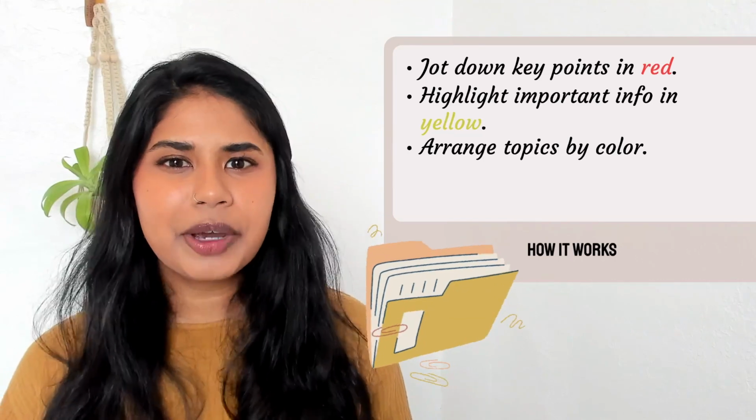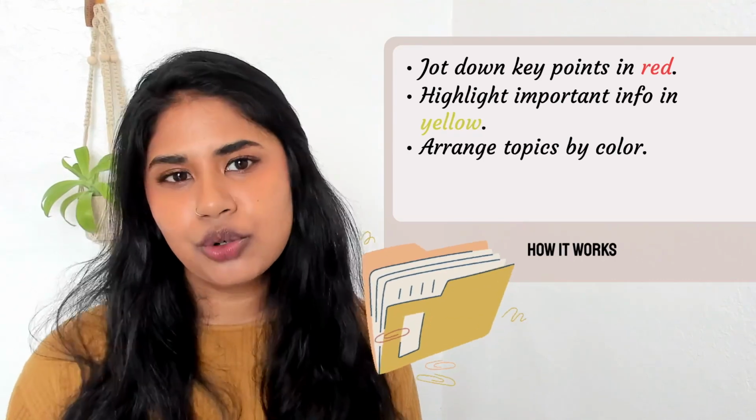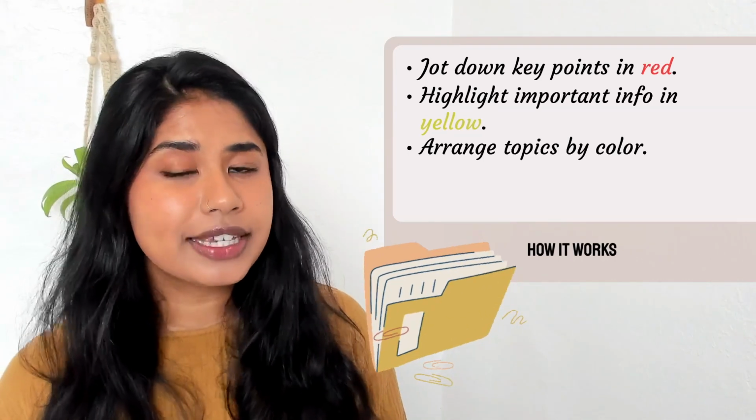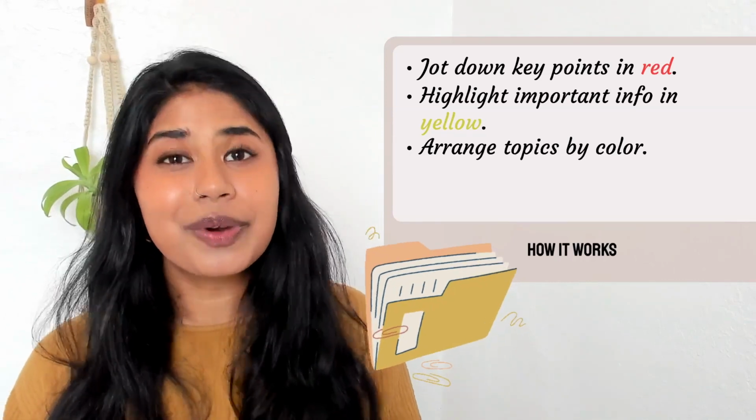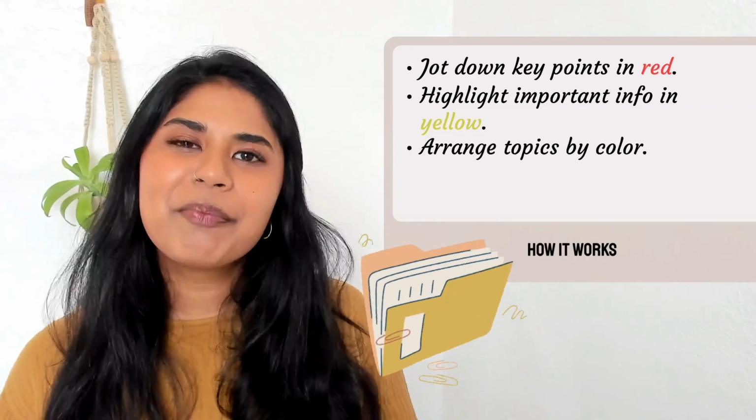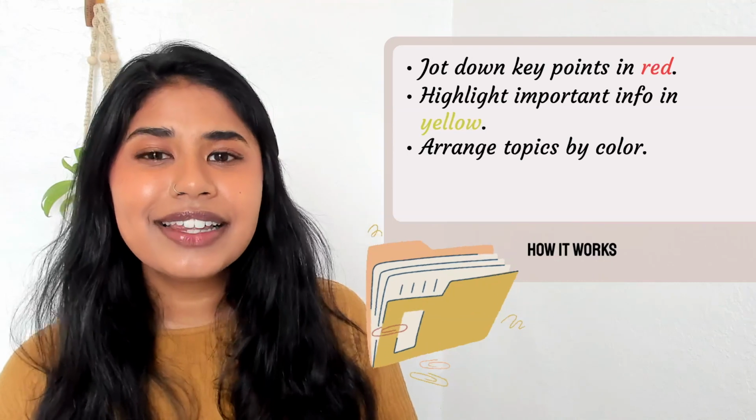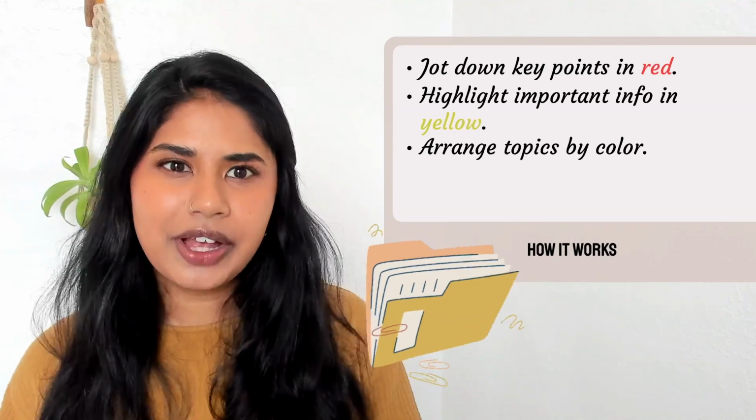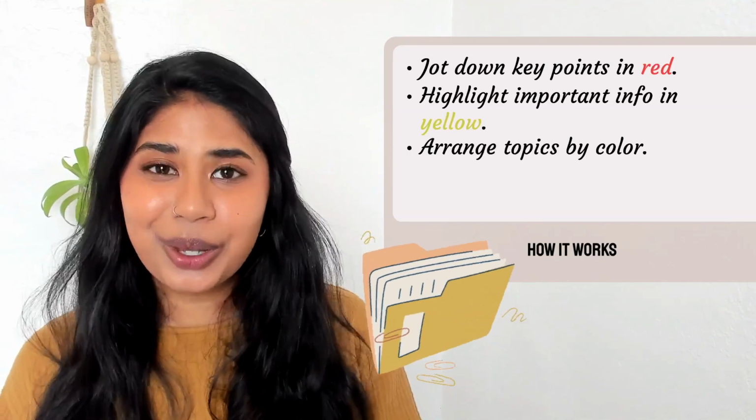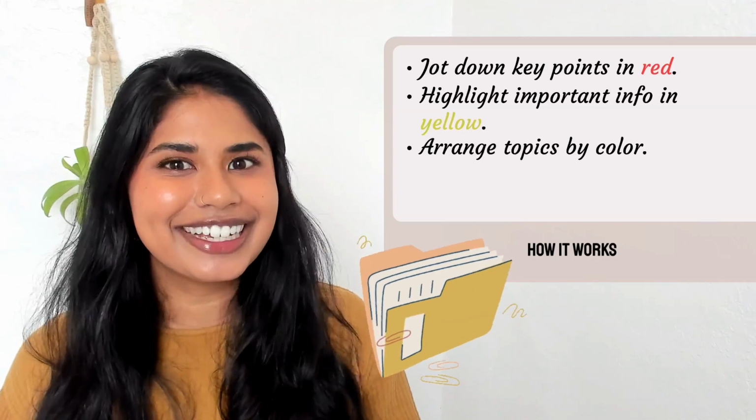For example, you might use blue to represent historical events, green to represent scientific concepts, and purple to represent literary analysis. By using these colors consistently throughout your notes, you can create a visual hierarchy that makes it easier to locate and understand information at a glance.